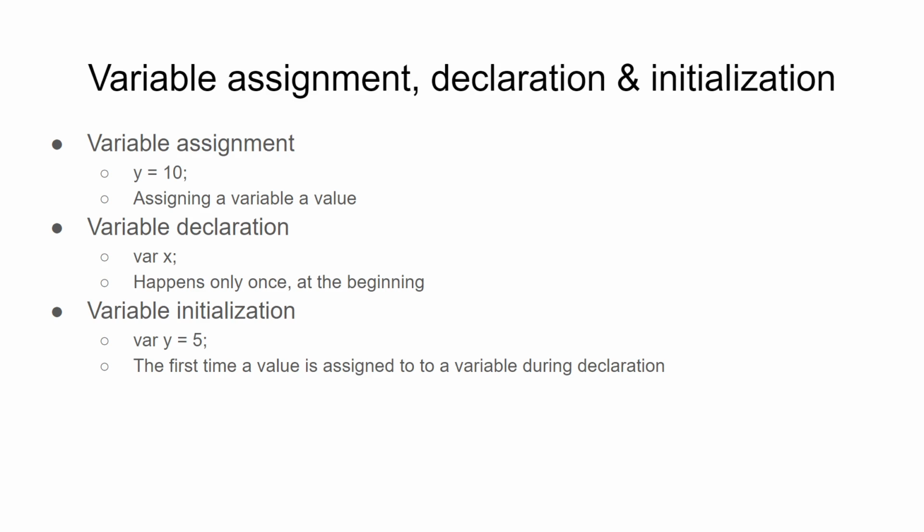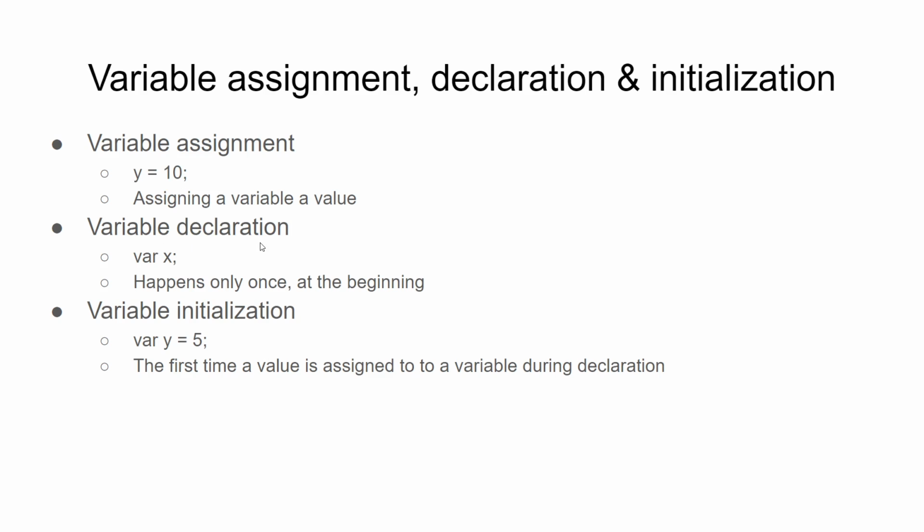I also want you to know these three things about variables. Variable assignment simply means that you take a certain variable and you give it a certain value. For example, here we have written y equals 10. It doesn't matter what the value of y was before this, but after this statement, the value of y will be 10. This is called assigning a variable a value.